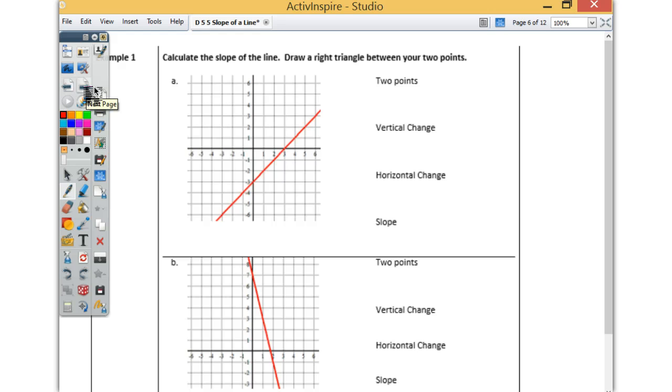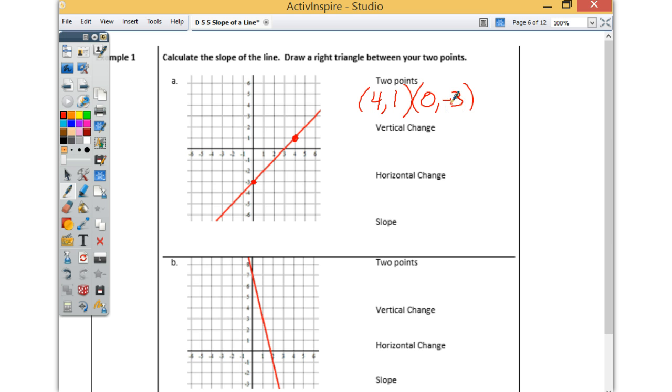Okay, calculate the slope of the line. Draw a right triangle between 2 points. Let's pick 2 points first. Remember, we always want to pick one on an intersection. So what looks like a good one? Pick a point for me. 4 and 1. I like it. Okay? So one of my points is 4 and 1. What's my other point that I'm going to use? 0 and what? -3. Great.